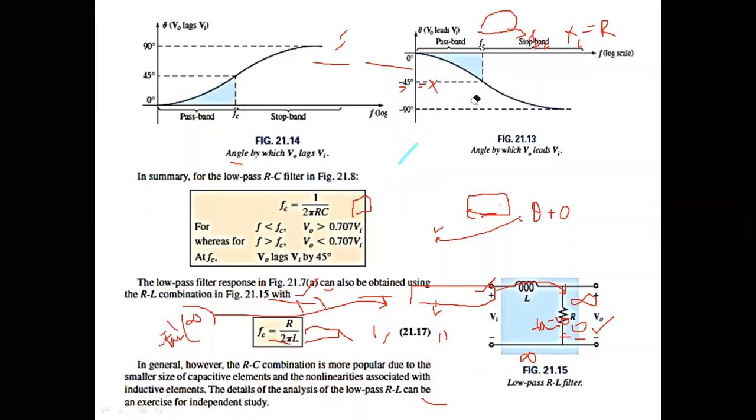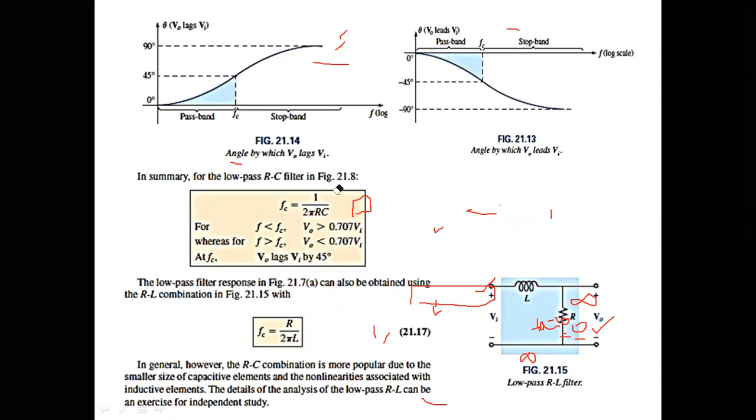For fc equal to 0, sorry, for f equal to 0, meaning low frequencies, theta is equal to 0. And for higher frequencies, theta leads to minus 90, sorry, 90 degrees. Okay, these two are similar, but the difference is only the reference.